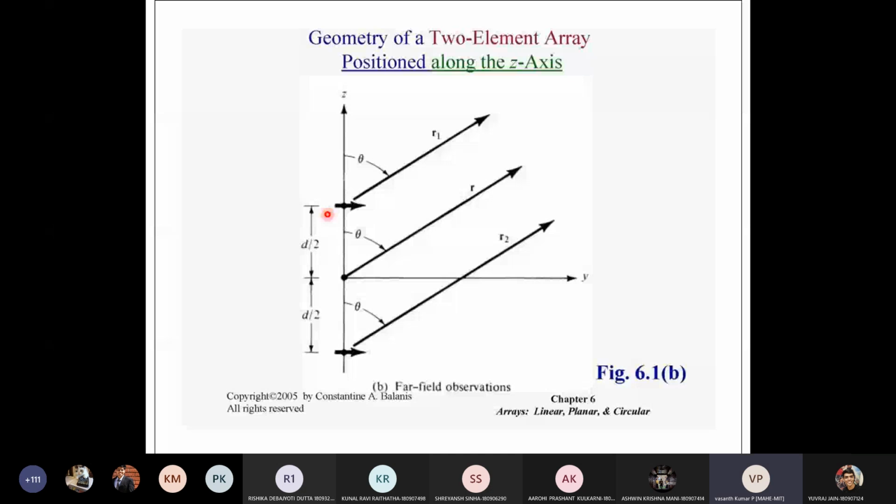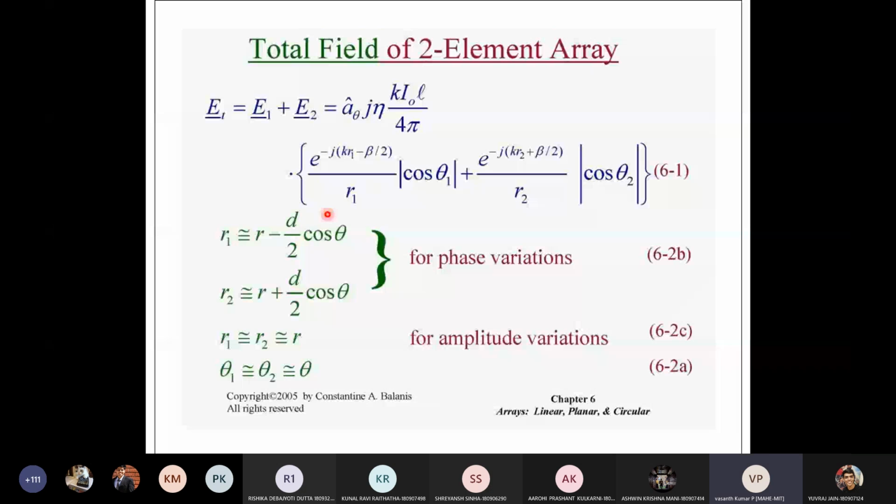The total field is the vector addition of the fields due to the individual elements, E1 and E2. You know the expression for the infinitesimal dipole. What is it? It is E theta hat equal to j eta k I naught L e to the power of minus j k r sin theta by 4 pi r. That was the expression.